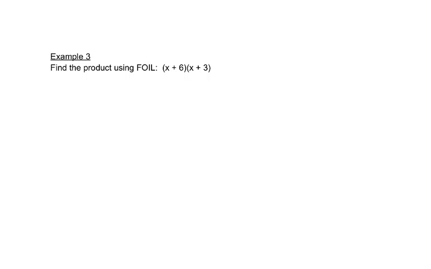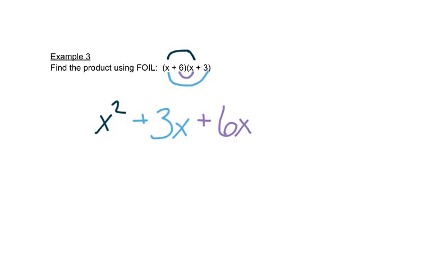So F stands for first, so that means we're going to take x times x, and we get x squared. And then O stands for outer, so we're going to take that x times that 3, and we get 3x. I stands for inner, so we get 6 times x, which is 6x. And L stands for last, 6 times 3, which is 18.